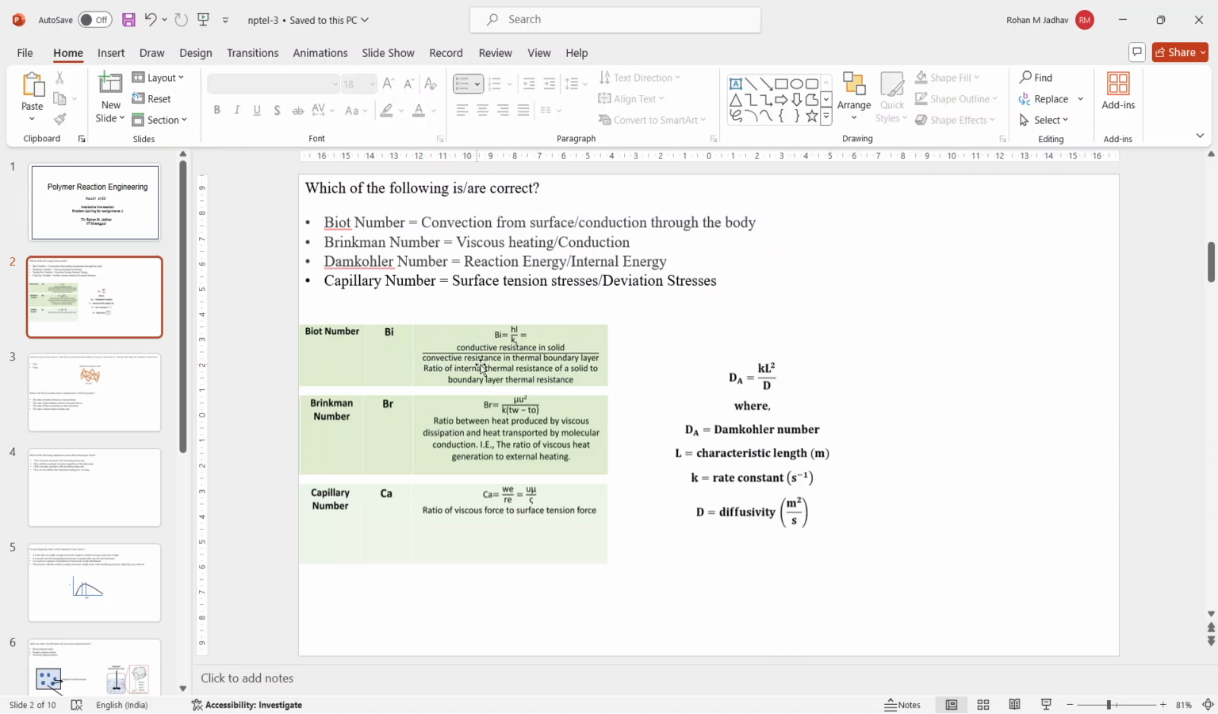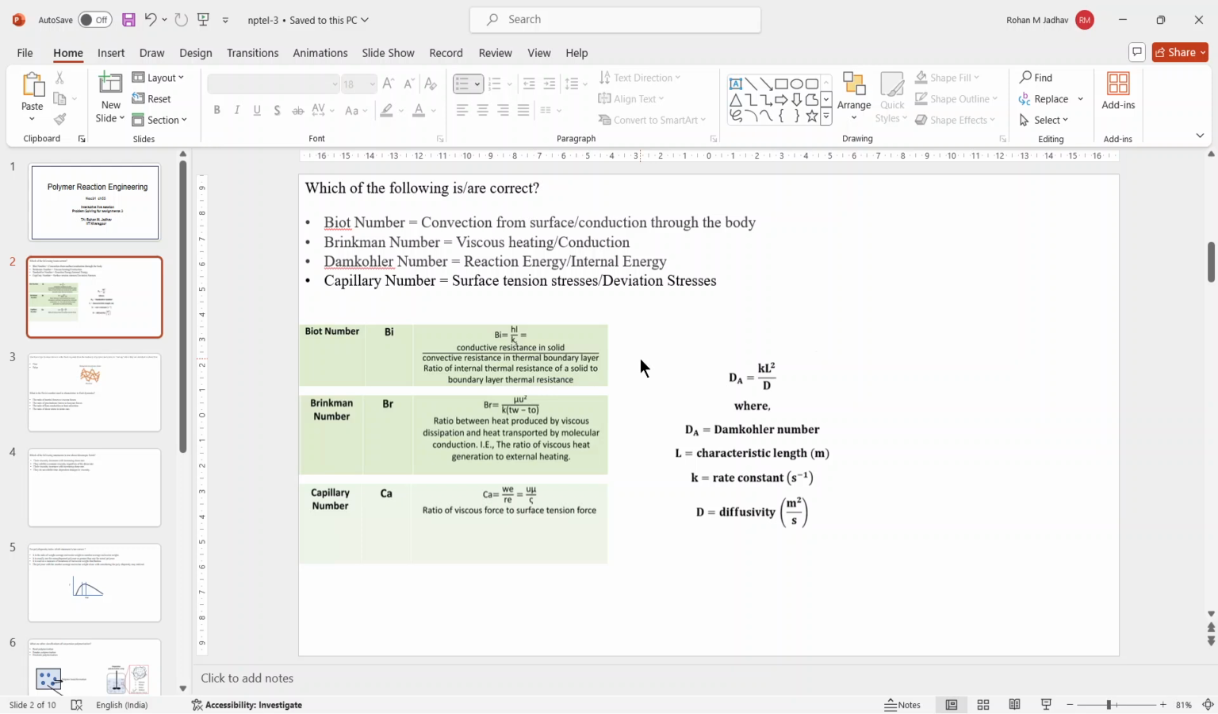And then we have the convective resistance in the thermal boundary layer. The thermal boundary layer is formed where the liquid and the sphere surface meet, so the convection will occur at that place. That's why again it's saying convective resistance. Again, the reciprocal has to be taken, and the convection term will come to the top in the numerator. So that's how the Biot number's definition is convection from the surface divided by conduction through the body.